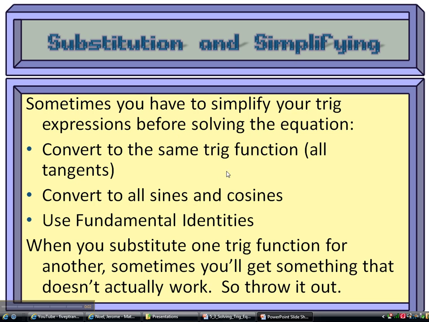Next strategy in solving some trig equations involves doing some substitution and simplifying. By substitution, we're talking about using some fundamental identities, things like that. Converting everything to the same trig functions, maybe making them all sines, maybe all cosines, all tangents, or if I have a mixture of things, I need to make them all sines and cosines.